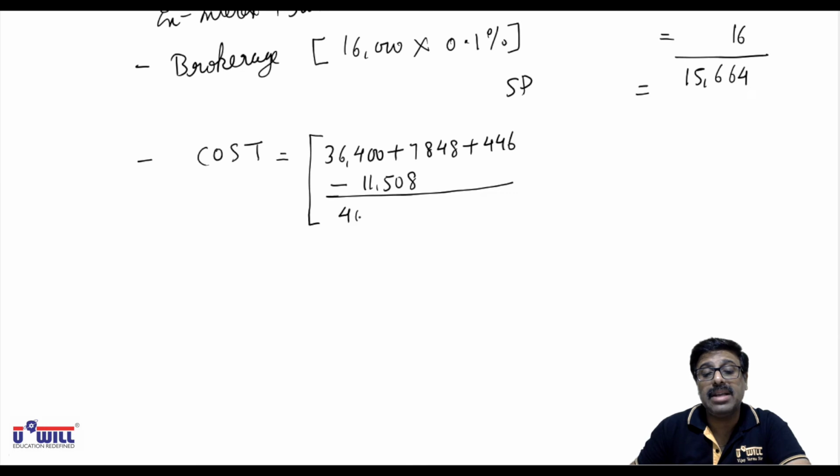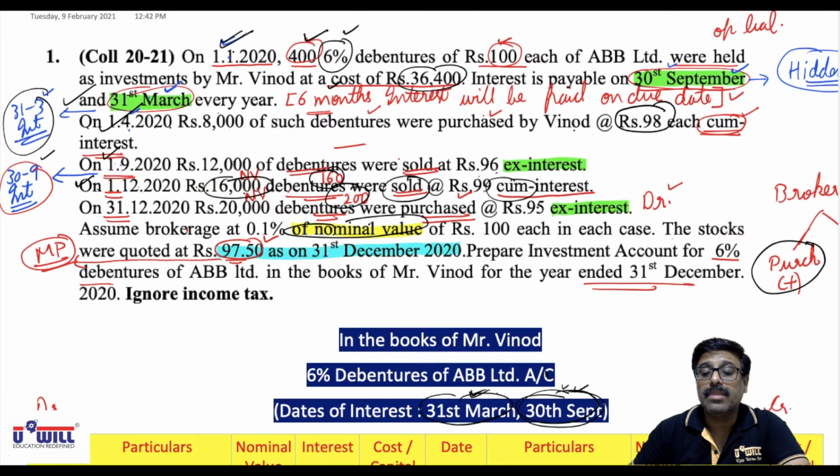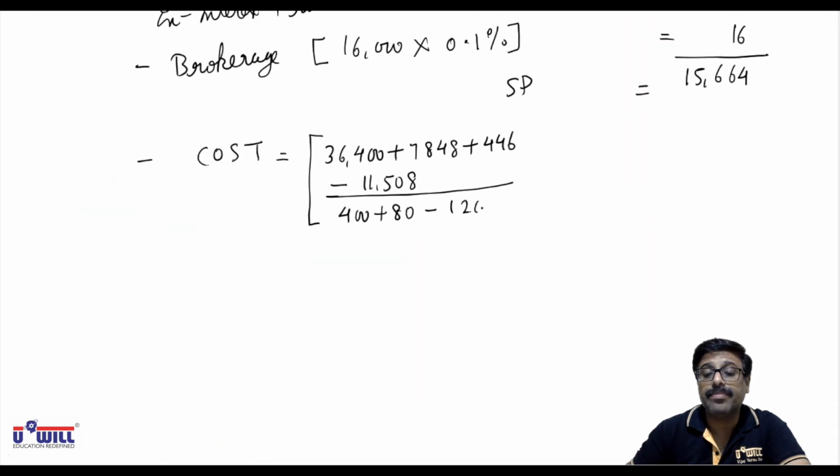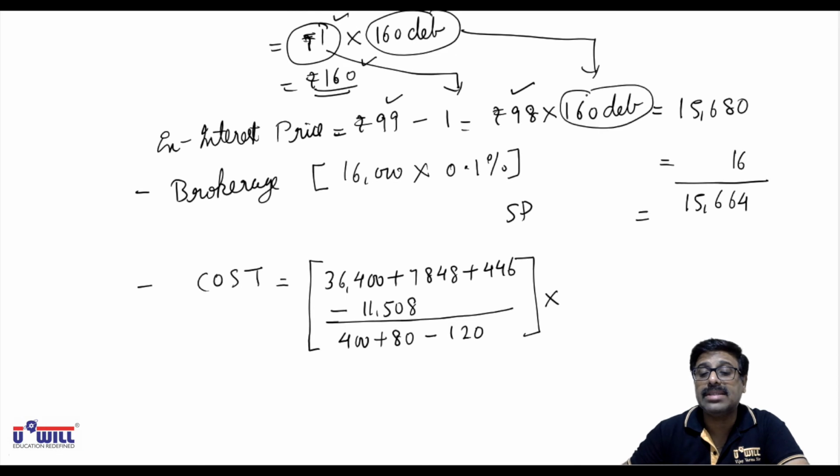400 plus 80 minus credit side. This 12,000 is there now on credit side. So 12,000 divided by 100, 120 we will minus. Multiplied by how many debentures are sold? 160.